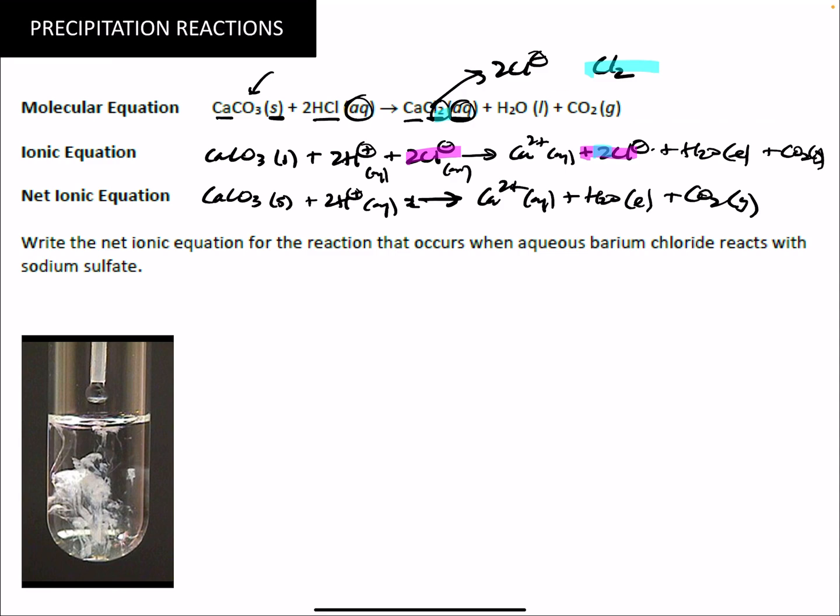All right, let's see. So this is the next level. This is as complicated as it gets. So write the net ionic equation for the reaction that occurs when aqueous barium chloride reacts with sodium sulfate. All right, so there's 4 steps to doing this. The first step is just write the elements together. So barium chloride plus sodium sulfate, right? You need to spend a little time going over your polyatomic ions.